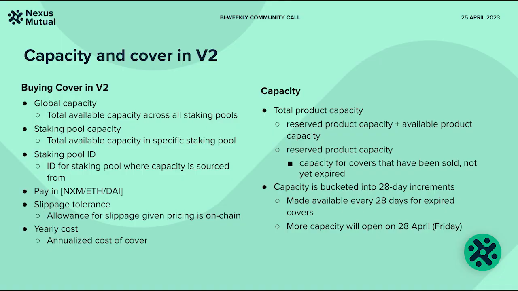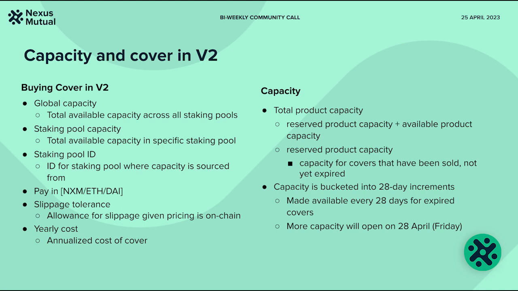When you're buying cover in V2, you'll see different fields that populate on the quote page: the global capacity, so the total capacity available across all staking pools; the capacity for a specific staking pool; the ID for the staking pool that you're going to be sourcing your capacity from; what asset you're choosing to pay the cover fee in; the amount of slippage that you're willing to take when you're buying cover, since pricing is on chain; and then the annualized cost of cover, which is specific to whatever pool you're buying from since the pool manager set the pricing. And capacity is specific to a product and then to a pool.